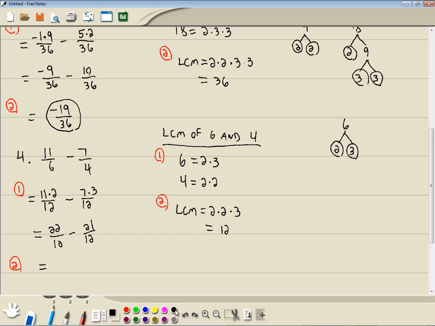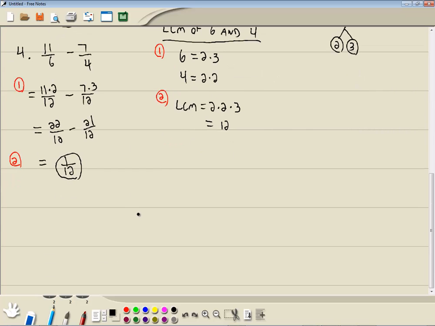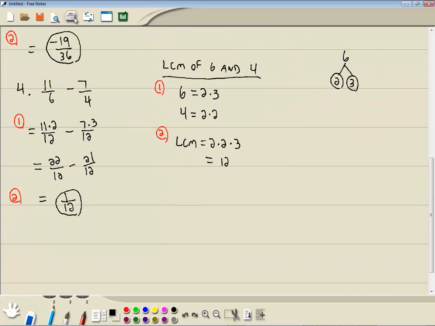Step 2. Add or subtract the top parts. 22 minus 21 is 1 over 12. Now we don't need to do step 3 because there's nothing to simplify in this fraction. That's as low as it can go, simplification-wise. Let me save this before we work the next problem.